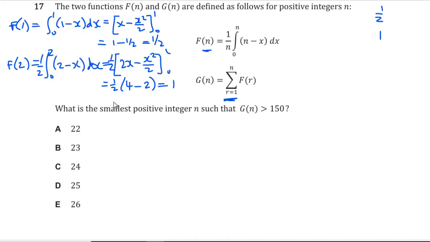Let's look at another one, see what the pattern is. Is it going to go to 2? That'd be quite nice. F3, so if I was doing this for 3, I'd be getting a third, and then I'd have a 3x, so that'd be a 9, minus 9 over 2. So that's going to be 4.5 divided by 3, which is 1.5. Right, we're going up in halves. So I've got to add all of these up.